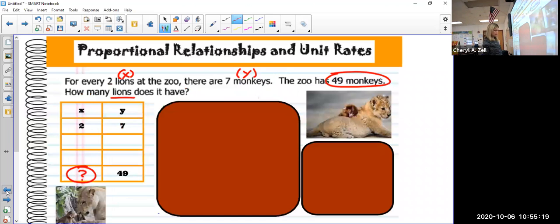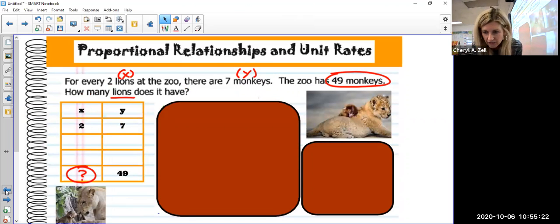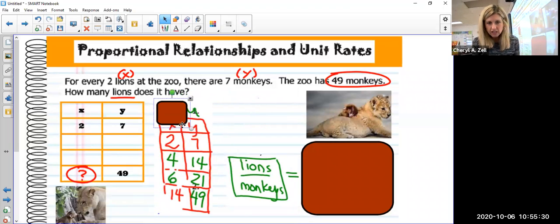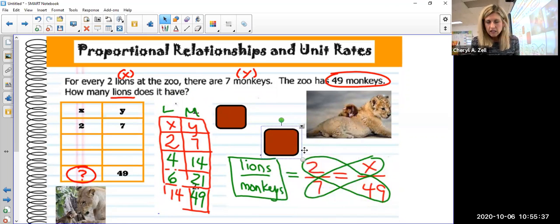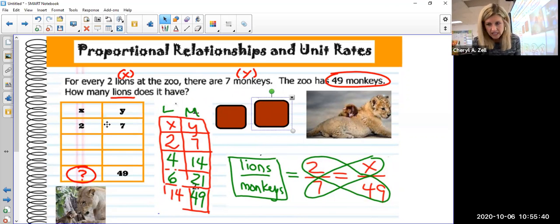Sometimes they don't give you a table to solve. And that's why I wanted to show you that I actually created the table here, right? This was my work, and I did lions over monkeys. So the table wasn't here. I just used this problem as an example. I created the table. The table did not come with the problem. So you have to know how to take the problem and figure it out, whether you make a table or make a proportion and set it up that way.